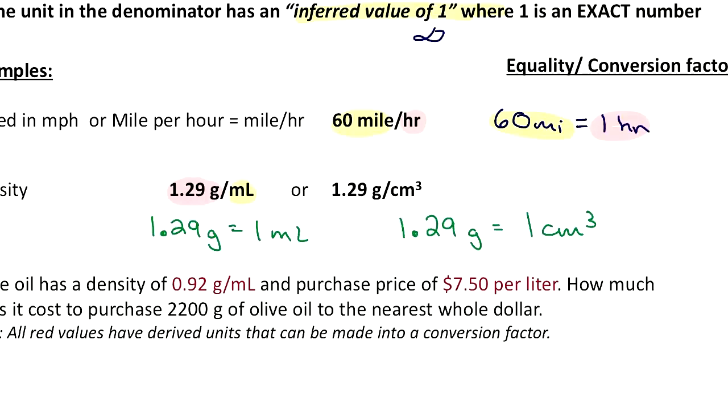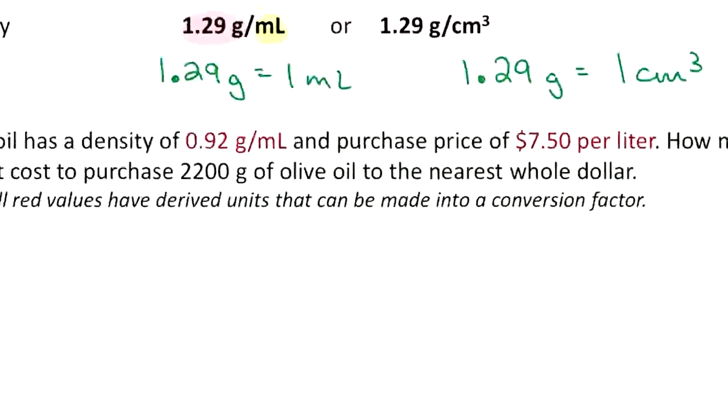So let's do this next problem here. It's a little bit harder, but we're still using dimensional analysis. This time it's with derived units. Olive oil has a density of that and a purchase price of $7.50 per liter. How much does it cost to purchase 2,200 grams of olive oil? Everything that is in red is a potential equality that will be useful to us. I really urge you not to skip these steps because it'll help you put together all of the fractions and dimensional analysis in your work. So it just becomes one problem in canceling units and not just a bunch of little mini calculations.